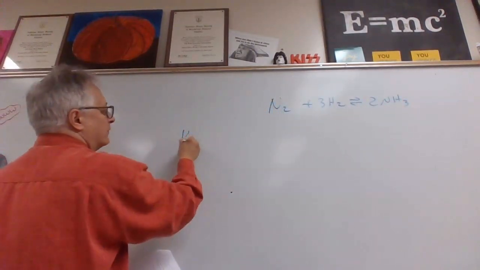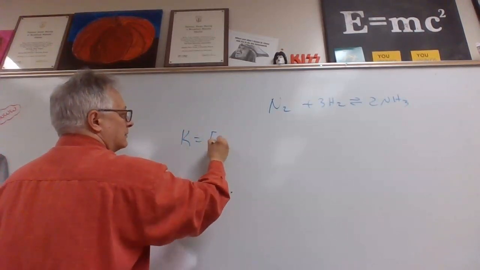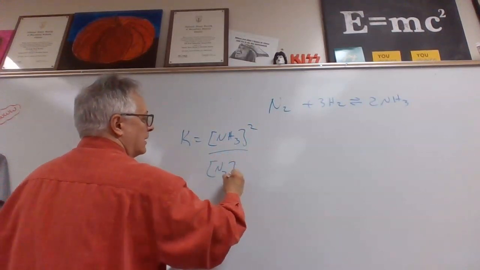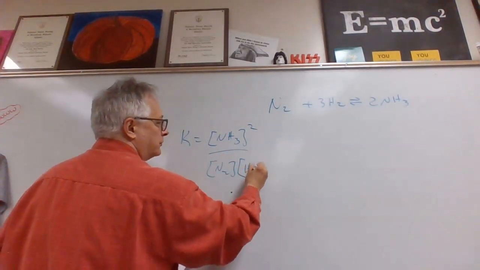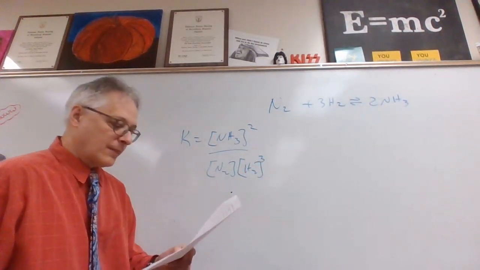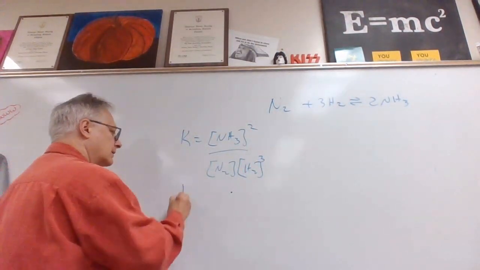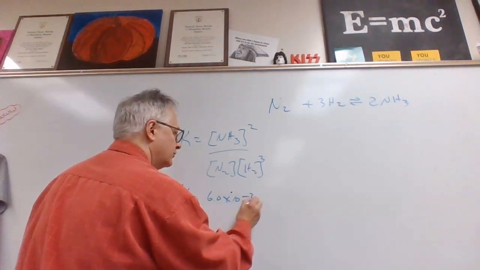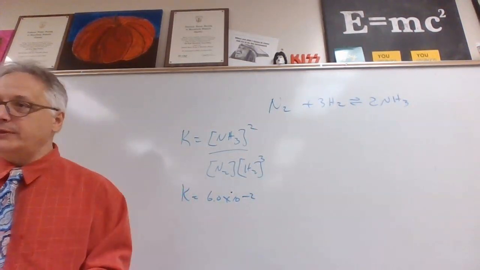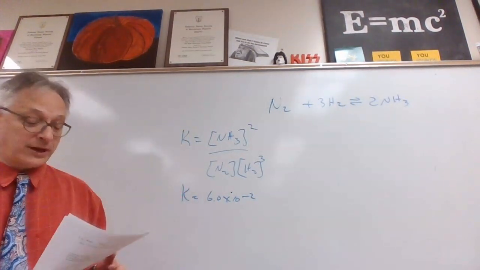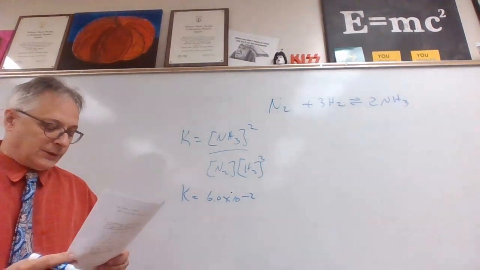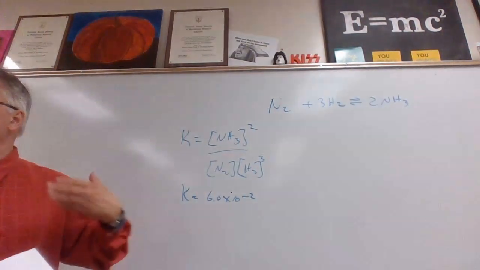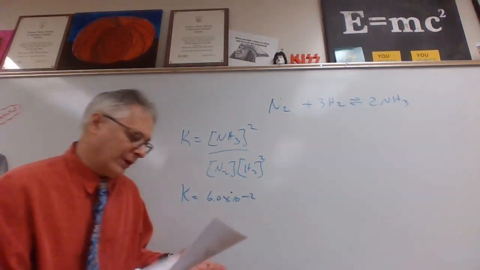And so the K value for this is going to be NH3 squared over N2 and H2 cubed. So they give you a value for K. K's value is 6.0 times 10 to the minus 2 at 500 degrees C. You have to carry that reaction at a very high temperature. So it says predict for each of the following cases if the system is at equilibrium, and if not, will it shift?